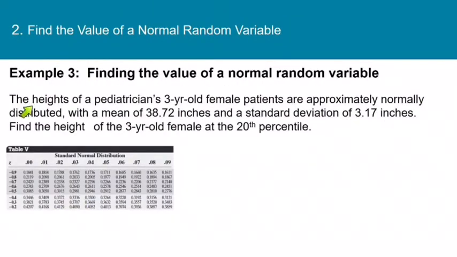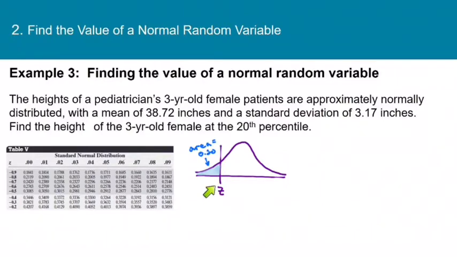Here is example 3. This says the heights of a pediatrician's 3-year-old female patients are approximately normally distributed. This is the same data we've seen before. The mean is 38.72 and the standard deviation is 3.17. Find the height of the 3-year-old female at the 20th percentile. So we need to draw a standard normal curve, and at the 20th percentile, that means the area to the left of this z-score is 0.20. So I'm going to draw a z-score on the left side of the curve, and the area to the left of that z-score will be 0.20.